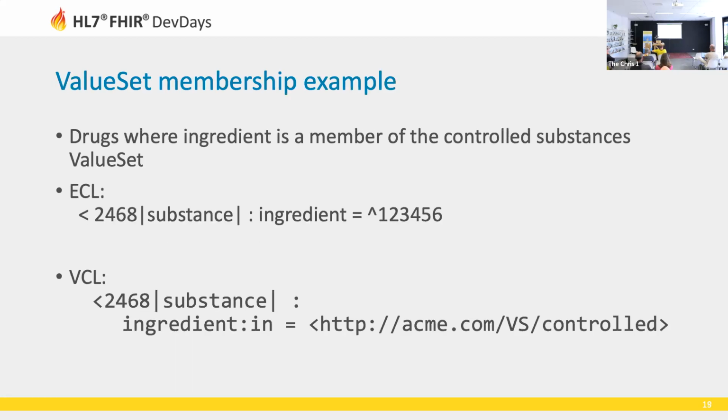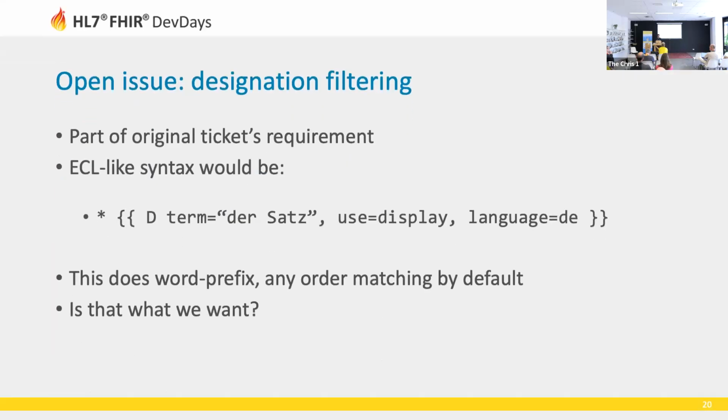Then there's a value set membership. In ECL, the syntax is something like this with this little caret and then the identifier for the reference set. In VCL, it's just the colon in operator and then the value set URI in the angle brackets. And so you can do that in SNOMED in a value set. You can't do it in other code systems, but this gives us that.